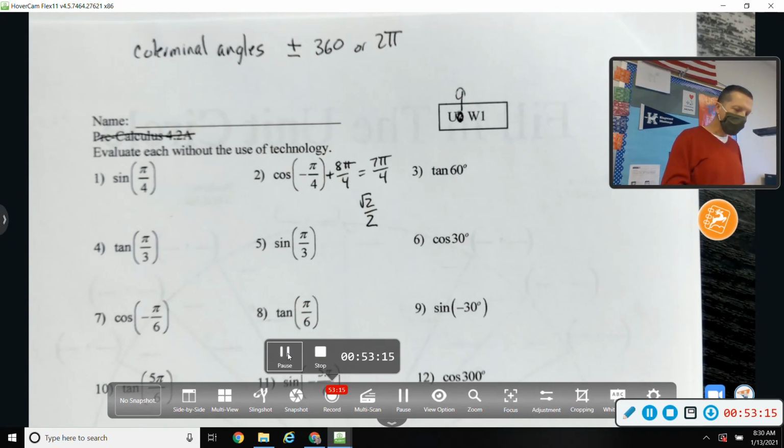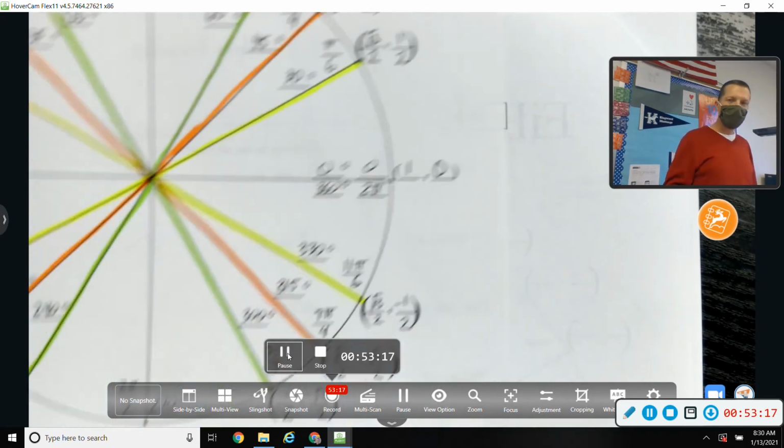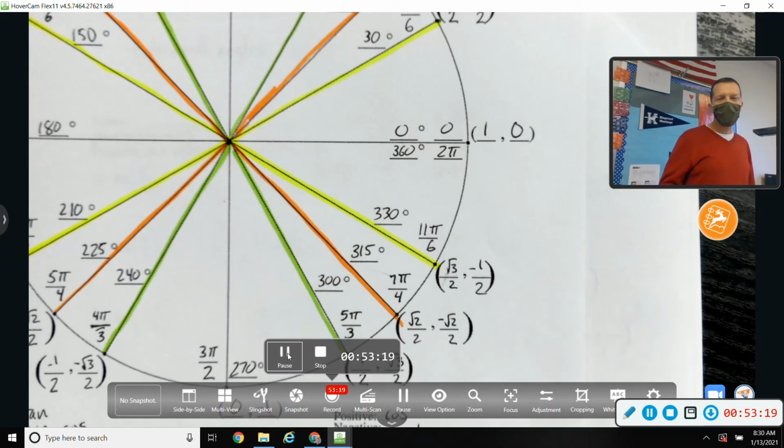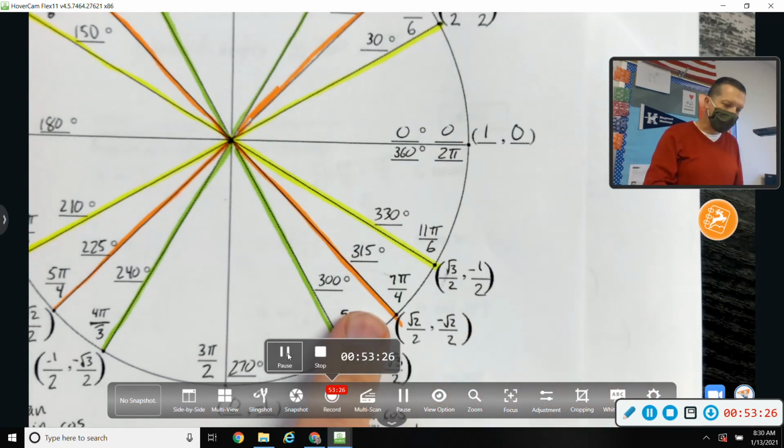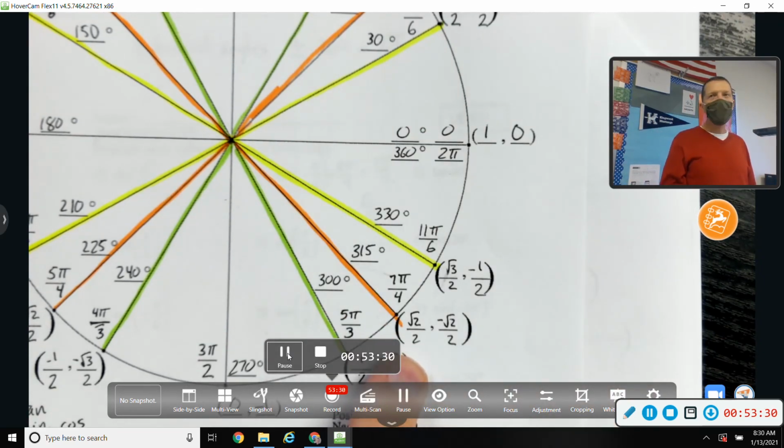But some people, they're like, negative pi over 4. I know how to get negative pi over 4. That's just backwards. Pi over 4. That's going to land me right there. The x-coordinate is root 2 over 2. So if you're comfortable going backwards, go backwards.